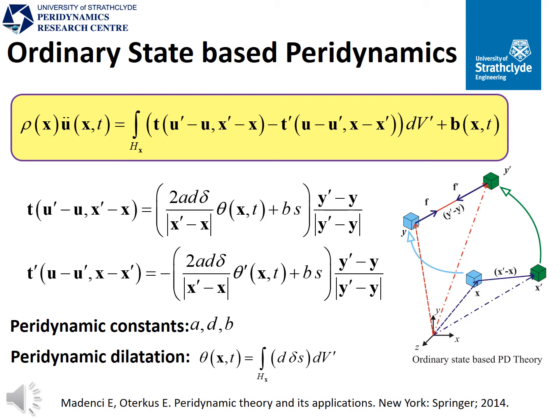And here we can express the peridynamic force expression in terms of peridynamic parameters and stretch. Here A, B and D are the peridynamic parameters, delta is the horizon size, S is the stretch term, and theta is the peridynamic dilatation expression, which can be calculated as shown in the slide.